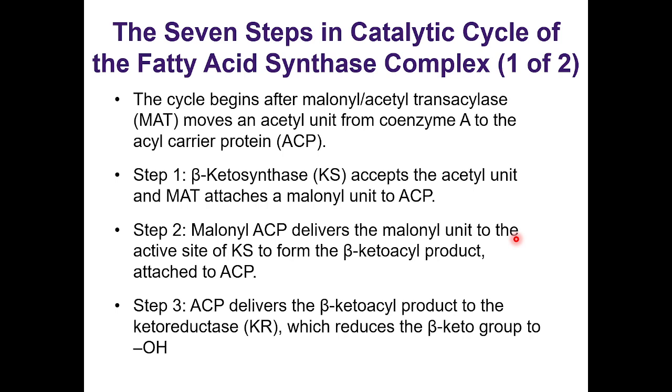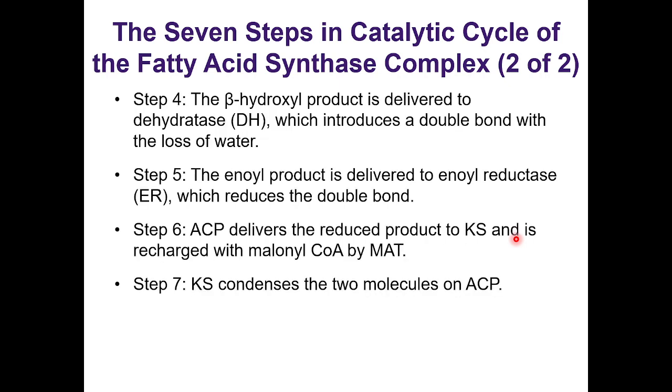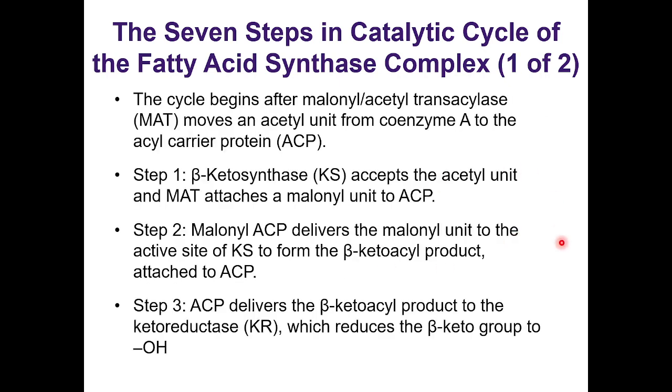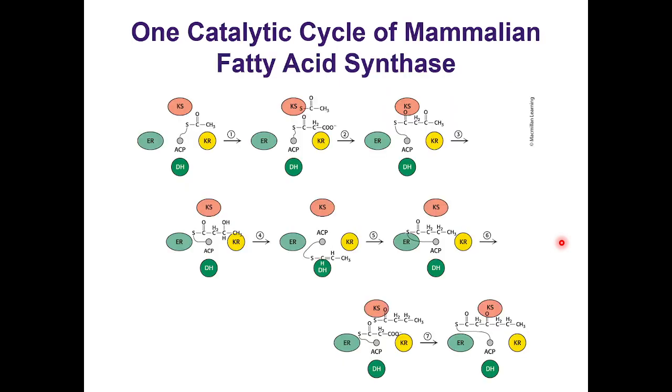So your malonyl ACP is going to deliver a malonyl unit to the active site of your KS. This is going to form the beta ketoacyl product. This is going to be attached to your ACP. Your ACP is going to deliver the beta ketoacyl product to the keto reductase. That's the KR. That was the next one right there, the yellow one. Over here.